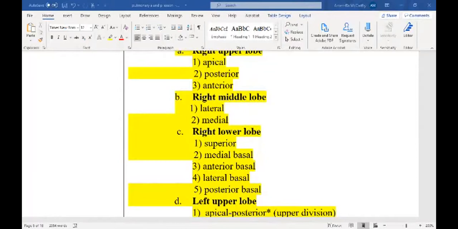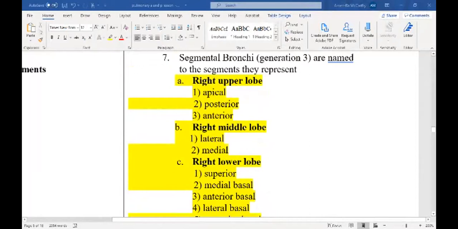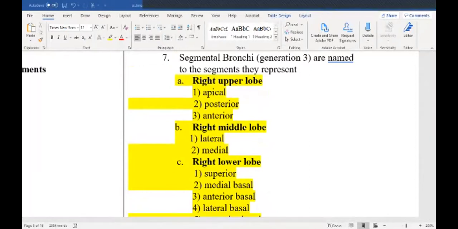But that's all to say, you got to learn the segments first. Okay, you got to know where they are, because if you don't have any idea where that segment is, you won't have any idea how to drain it and do your therapy. Okay, so you're just in the way. All right, so that is the segments of the segmental bronchi of the right lung.